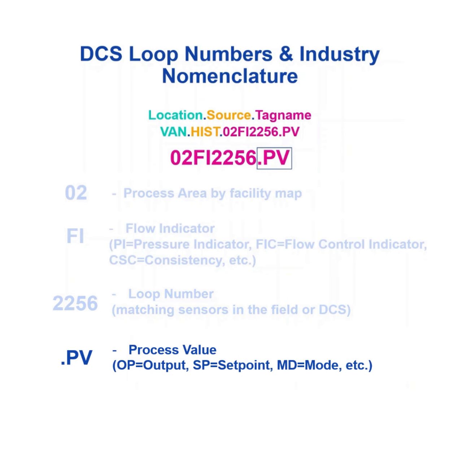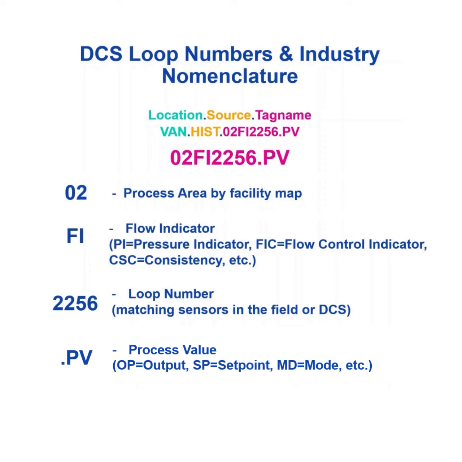And then the last piece is the .PV. So that stands for process value. You might see the same exact tag with .OP for output, .SP for set point, or .MD for the mode. So again, this is just what you might see instead of saying car.external.life. You might see your site, .historian, a complex looking tag name that is simply industry naming conventions.